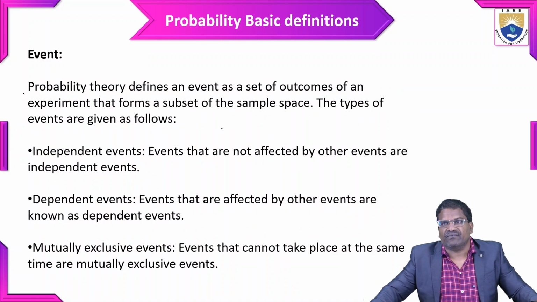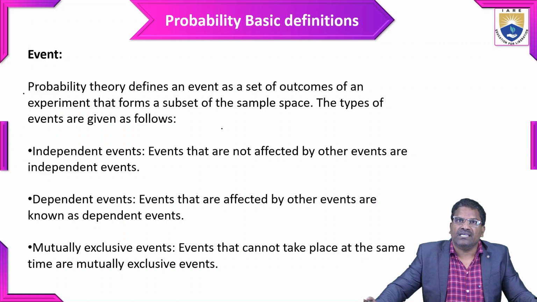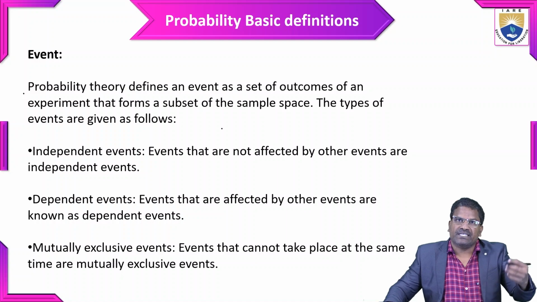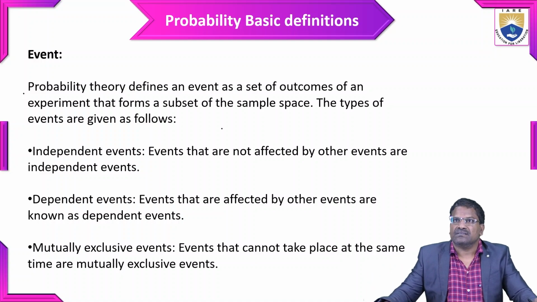Now let us define one more term in probability and statistics, that is event. What is an event? Probability theory defines an event as a set of outcomes of an experiment that forms a subset of the sample space. The types of events are given as follows.